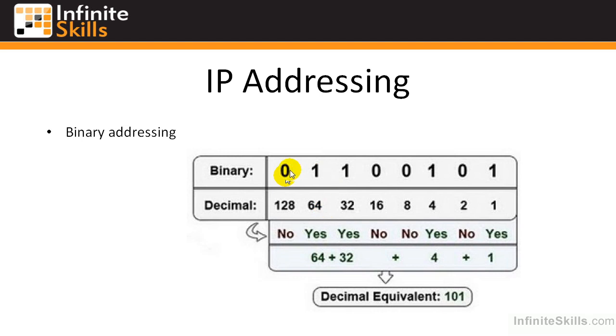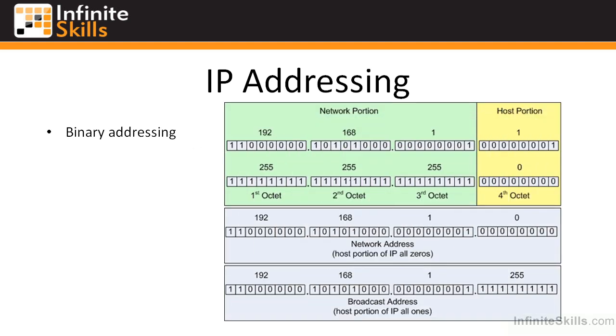In this case, we have 01100101. So if you start at the left and you add these up, 64 plus 32 is 96, 96 plus 4 is 100, 100 plus 1 is 101. There's the decimal equivalent of 101. Now again, this is the very basic discussion of binary addressing. If you go for any higher level Cisco certification or any higher level networking certification for that matter, you'll live and breathe this binary addressing. But now that we know what binary addressing is, we'll move on to the network portion versus the host portion.